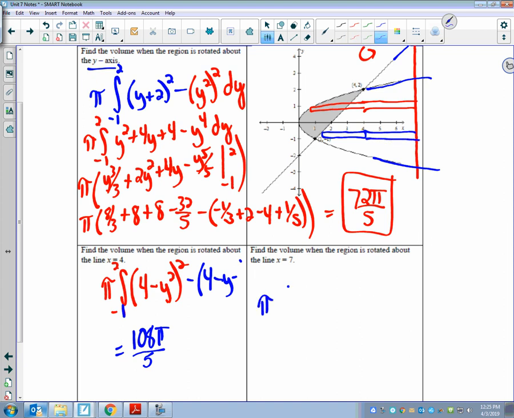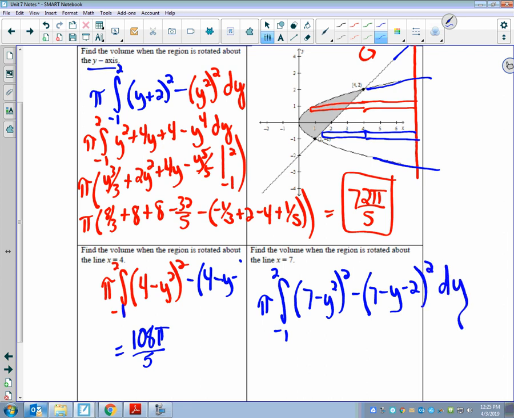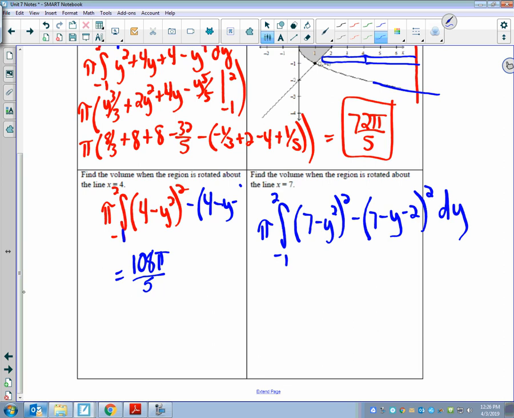So hopefully you agree that it would be the same y bounds, -1 to 2, but now my outer radius is starting at 7. So 7 minus y squared, squared, minus my inner radius, which would be 7 minus y minus 2, right? Because I'm subtracting all of it, squared. And again, please watch the Patrick videos. That's the next thing you're going to do in here. Go ahead and work this out and see what you get, and see if you can do it without the calculator to FOIL it out and get the right answer. I'll tell you the answer, but I won't bore you with me doing all the math: 243 pi over 5. If you need help getting your calculator to show a fraction, let me know. Math 1 changes the decimal to a fraction if you're struggling with that.